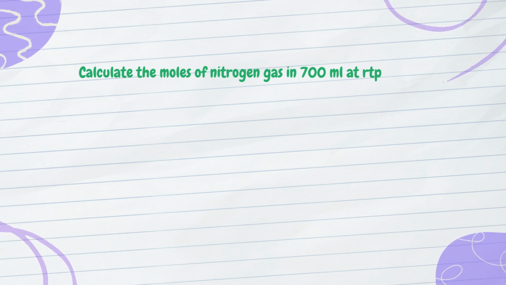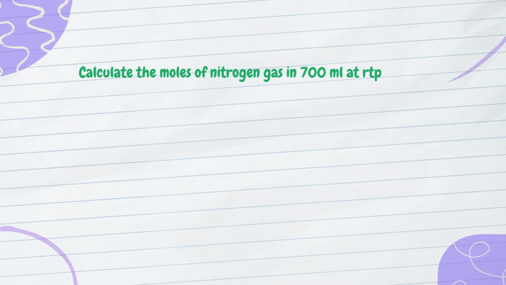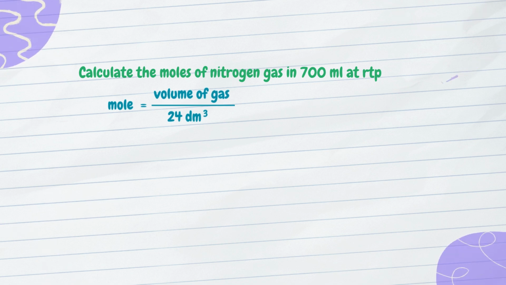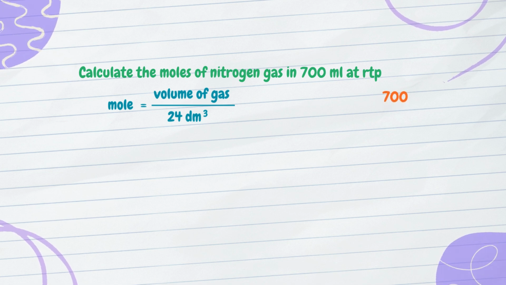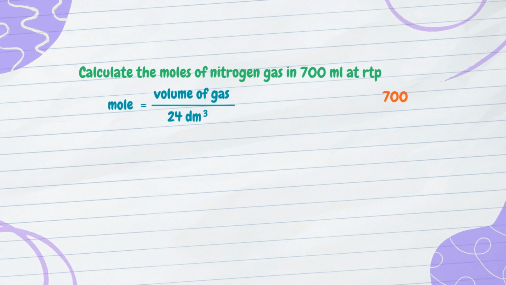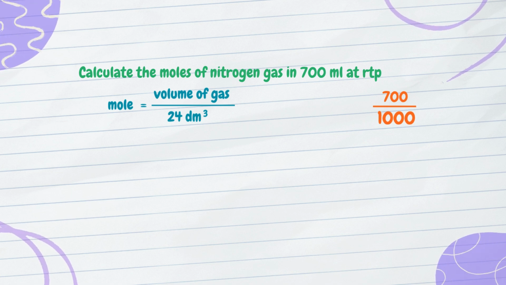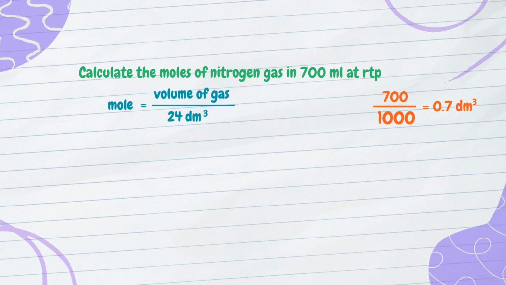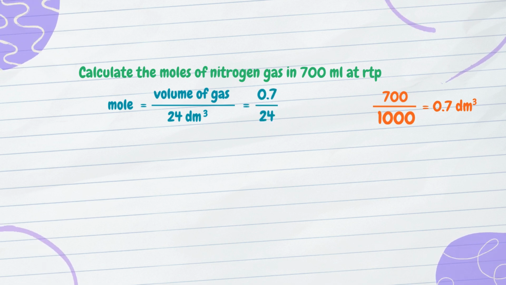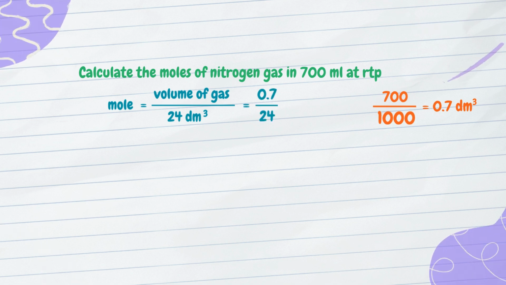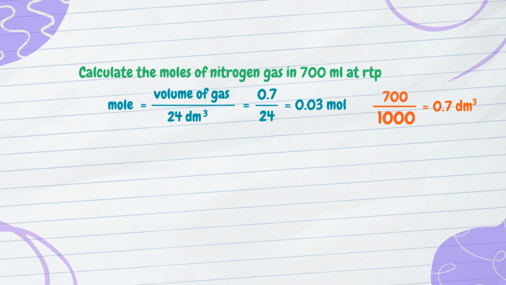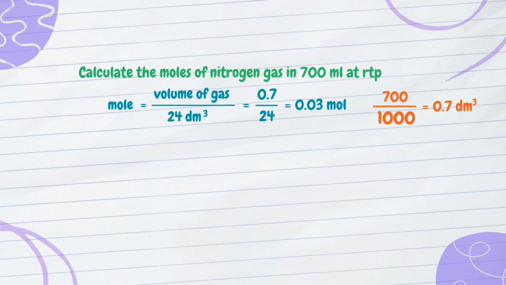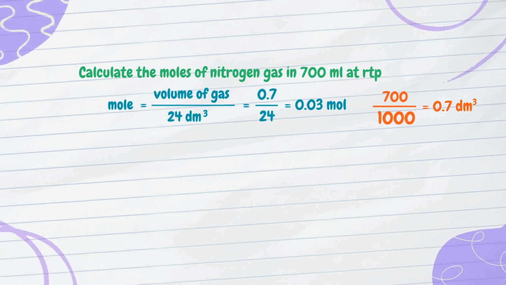The second example. Calculate the moles of nitrogen gas in 700 milliliters at room temperature and pressure. Moles of nitrogen equal to volume of nitrogen given over 24 decimeter cubed. The volume of nitrogen given is in milliliters, so we change to liters by dividing with 1,000. This gives 0.7 liters or decimeter cubed. Then moles of nitrogen is 0.7 decimeter cubed over 24. This finally gives 0.03 moles. So the moles of nitrogen gas in 700 milliliters at room temperature and pressure is 0.03 moles.